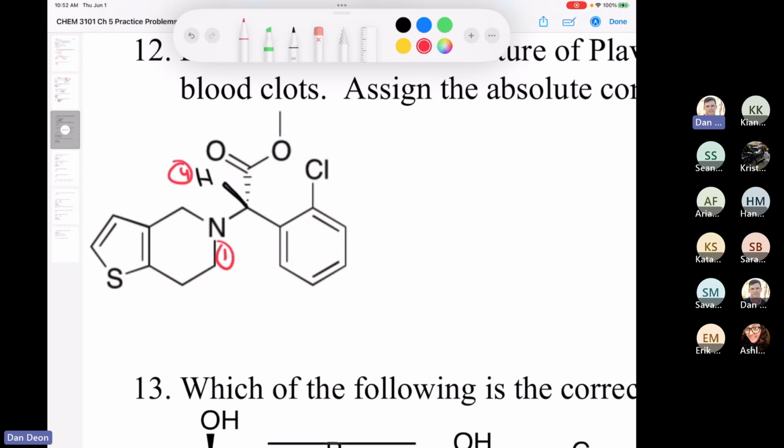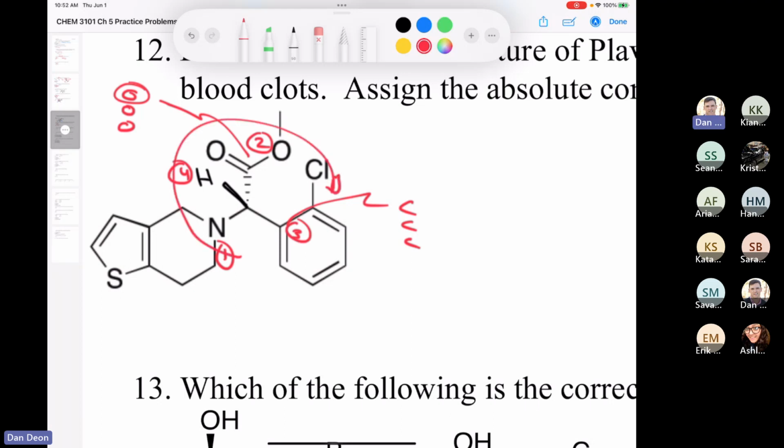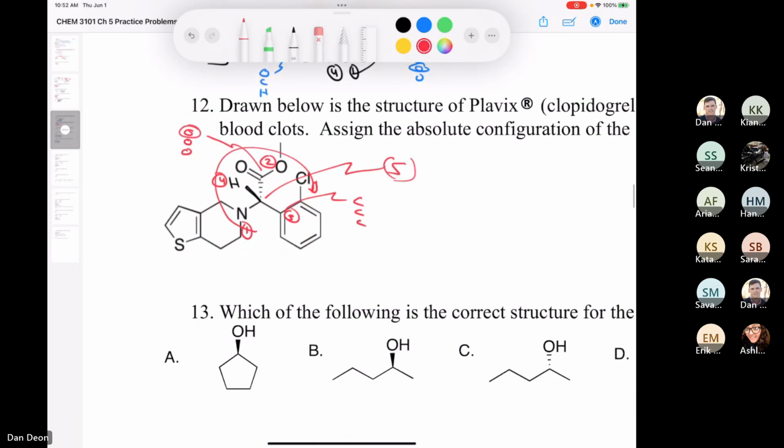be number 4. This carbon is attached to oxygen, oxygen, oxygen. This carbon is attached to carbon, carbon, carbon. So this is our tiebreaker. This is going to be number 2. This will be number 3. So we go 1, 2, 3, which is clockwise, which would be R, but the hydrogen is coming out in front. And so we reverse it, and this compound would be an S compound.